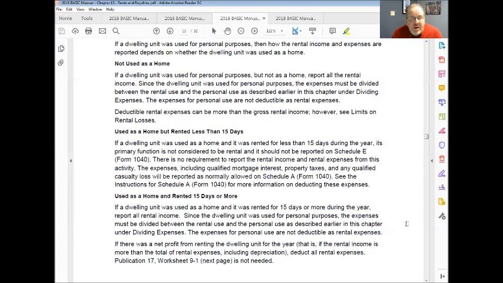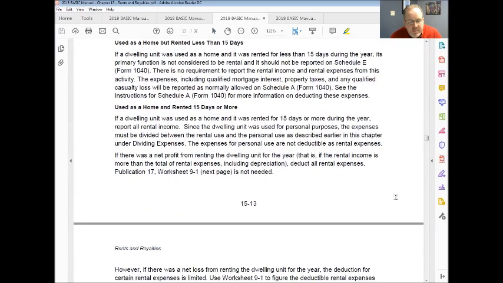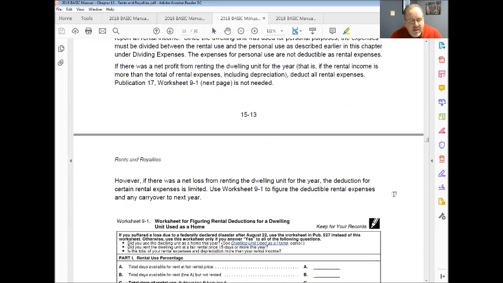In this area up here, Oak Hill Country Club up in Rochester, they have major tournaments like the PGA Championship or the Ryder Cup, if you're a golfer and you know what those are. Those people come in with their entourage and rent those houses, and if they rent for less than 15 days, that's basically tax-free income. Okay, so we have that.